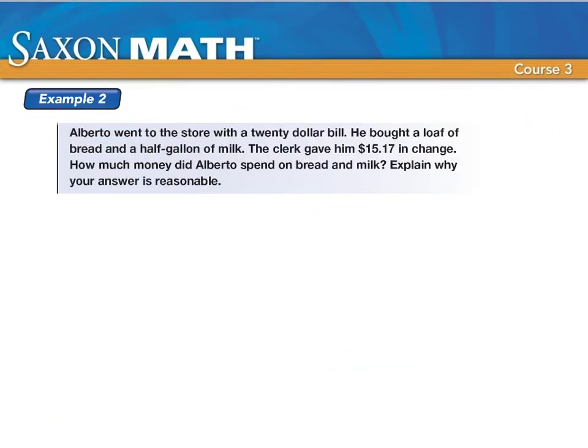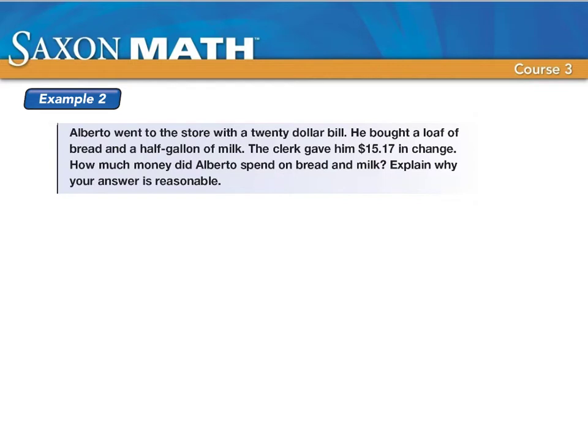Okay, for example number 2, we're going to do the same thing. We're going to go through our process. Again, make sure you use your notes if you need it. So this problem says, Alberto went to the store with a $20 bill. He bought a loaf of bread and a half gallon of milk. The clerk gave him $15.17 in change. How much money did Alberto spend on bread and milk? And explain why your answer is reasonable.